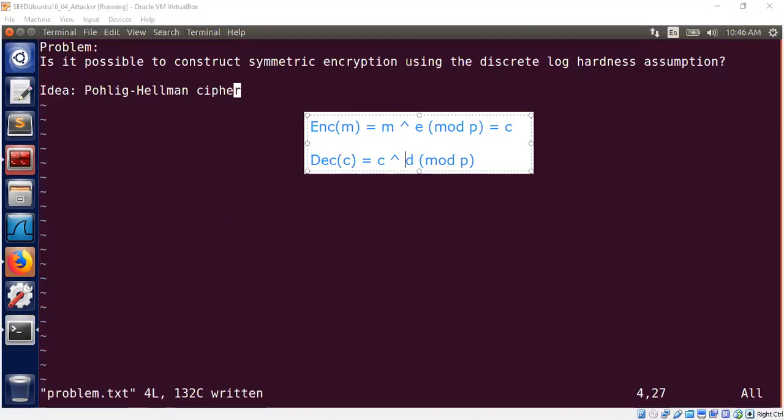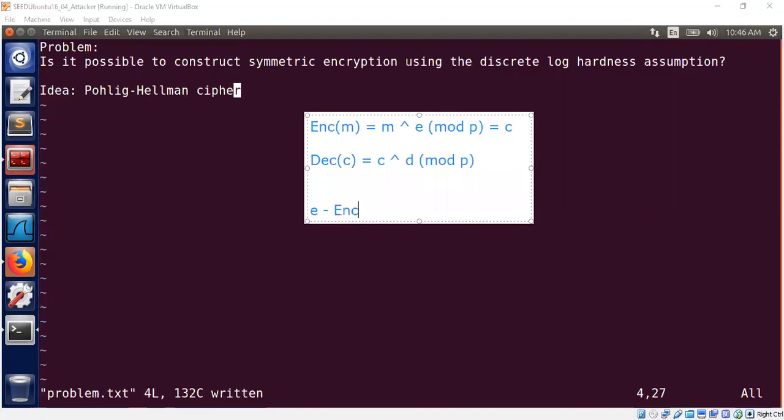So what are this E and D? We need to define what E and D are. You can call E the encryption key, the key used for encryption, and D is the decryption key. These are the foundations of pretty much any symmetric encryption scheme. In a regular symmetric encryption scheme, your E and D are equal. Here it's not. That's the only difference.